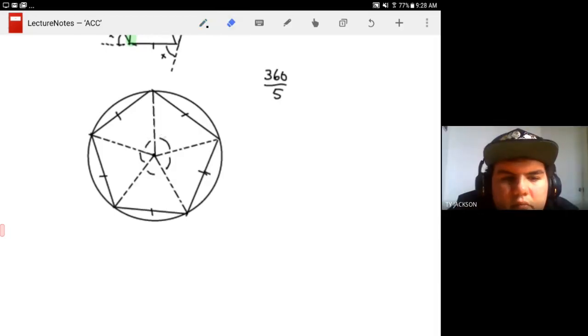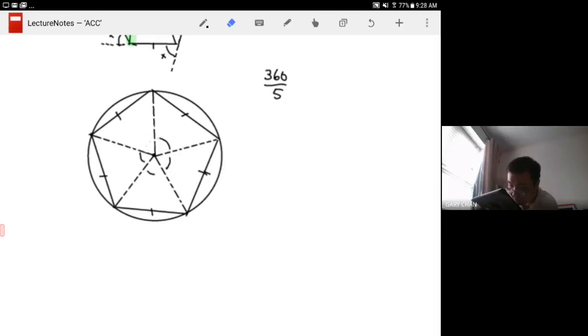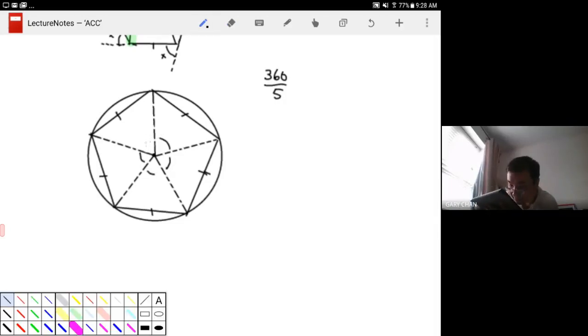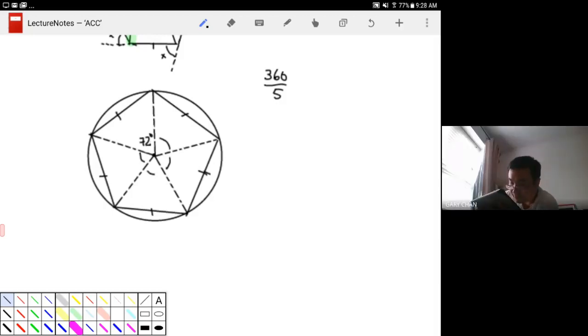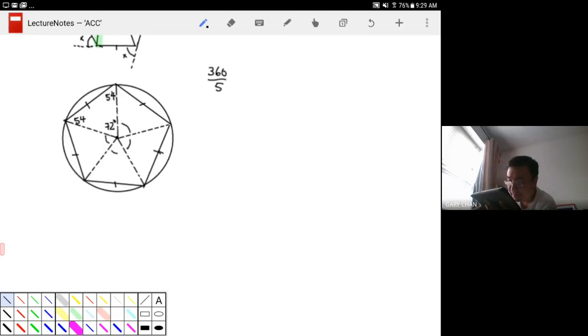That's 72. So each one of these will equal 72. And then we know the other angles if we know they're isosceles. That's right. So if we know that these triangles are isosceles, each of these must be 54 apiece. I love that. That's 54 apiece. So let's think about this.